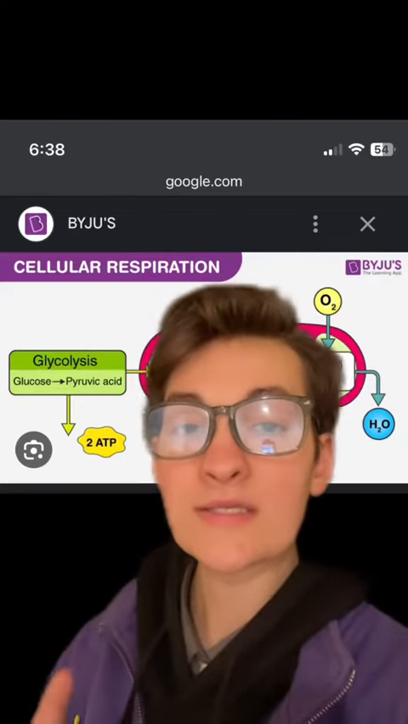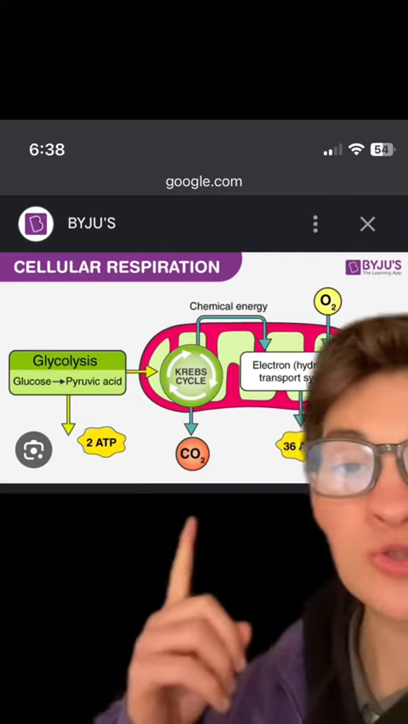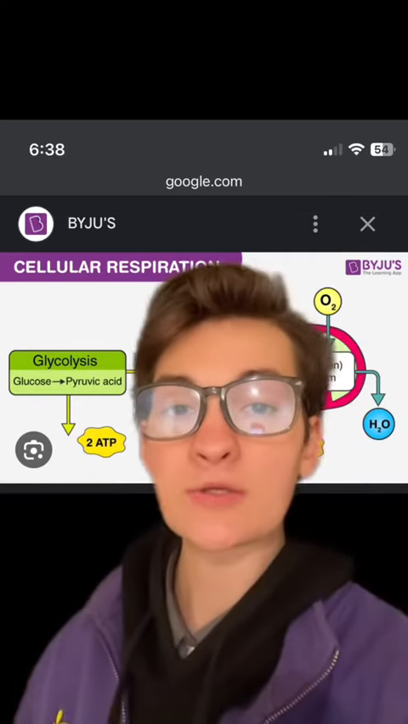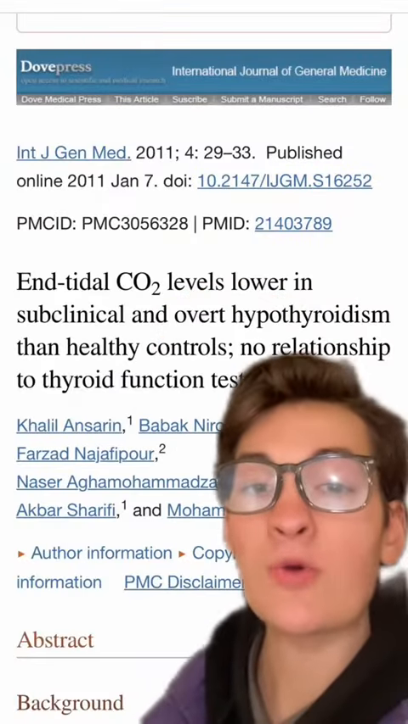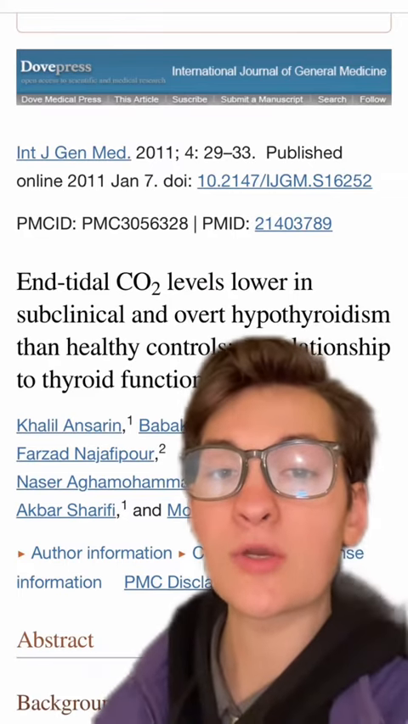Another important thing is that when we produce more ATP, we will also produce more carbon dioxide and release it into the bloodstream, which is why those with low thyroid typically have low levels of blood carbon dioxide.